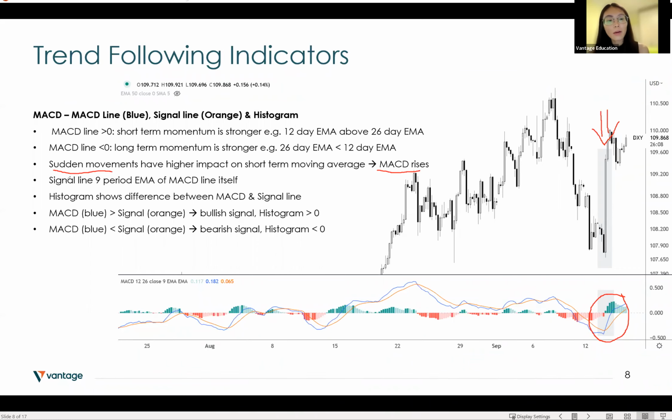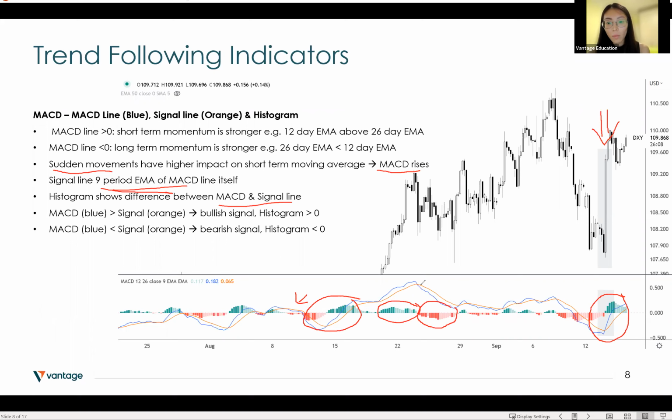The next one that we have over here is the signal line. The signal line is represented in orange. It's actually the 9 days EMA of the MACD itself. And then there is the difference between the MACD and signal line, which is the histogram. The histogram is the one that you see in green and red here. Essentially, this shows the difference between the MACD and signal line.